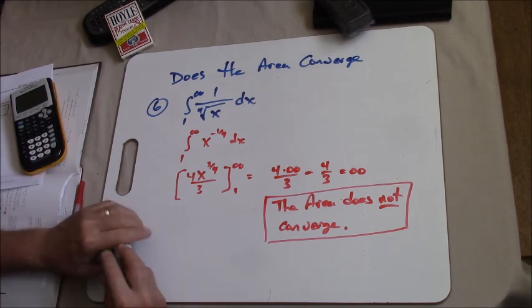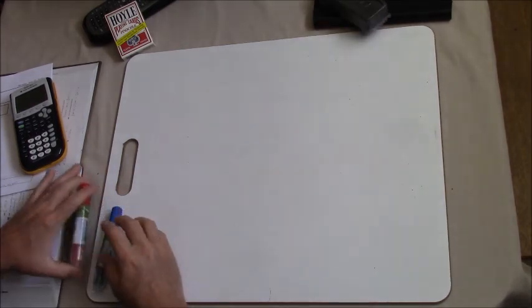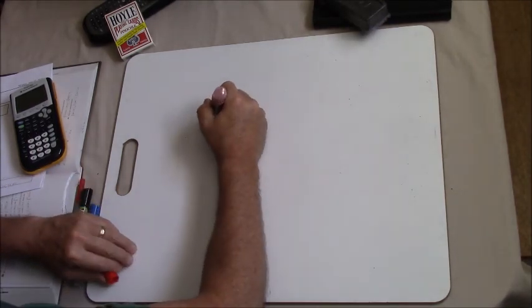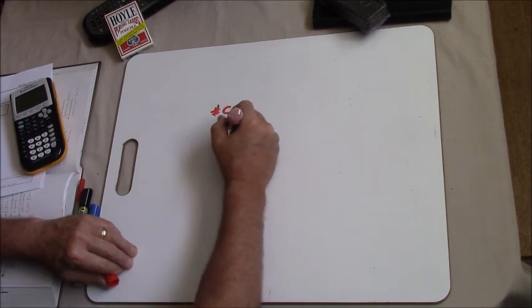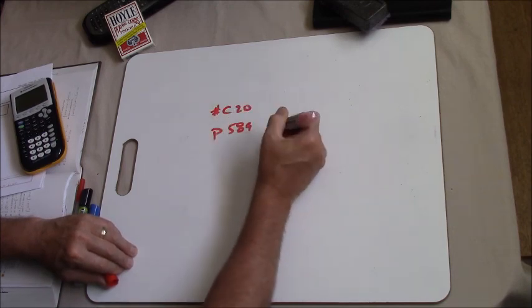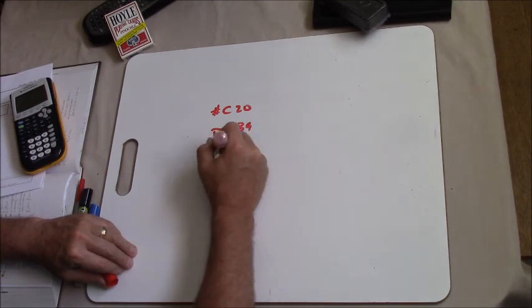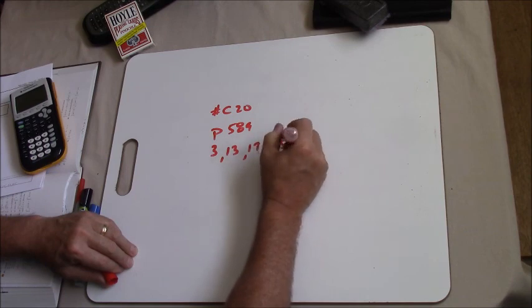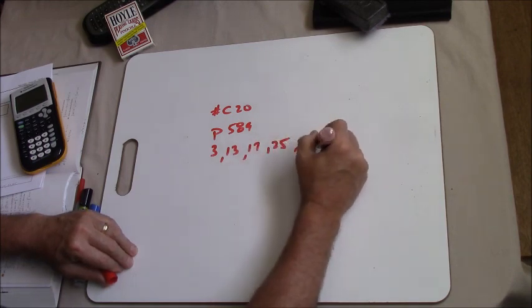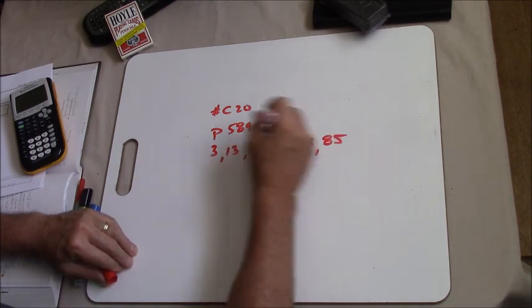All right, here's what we have for an assignment. So I believe we're now on number C20. We're going to work on page 589. And we're going to do 3, 13, 17, 25, 33, and 85.